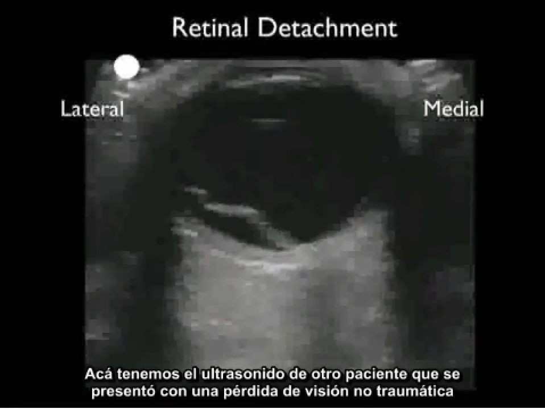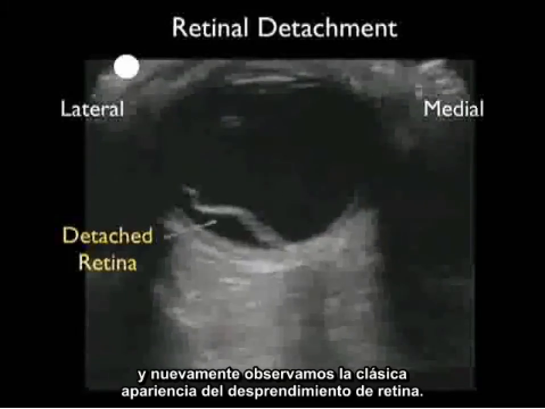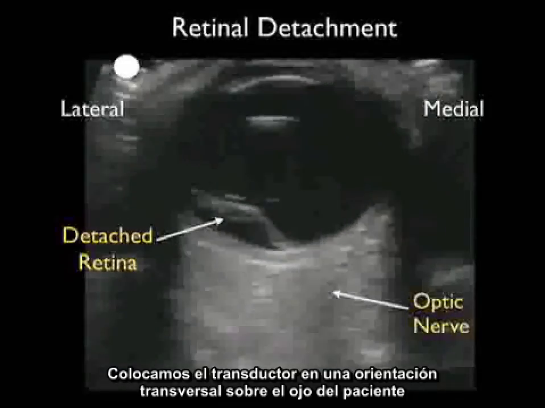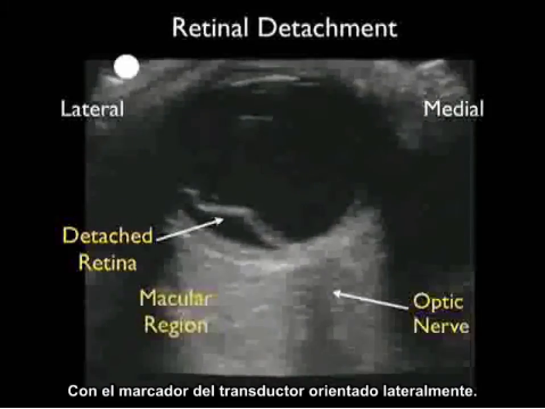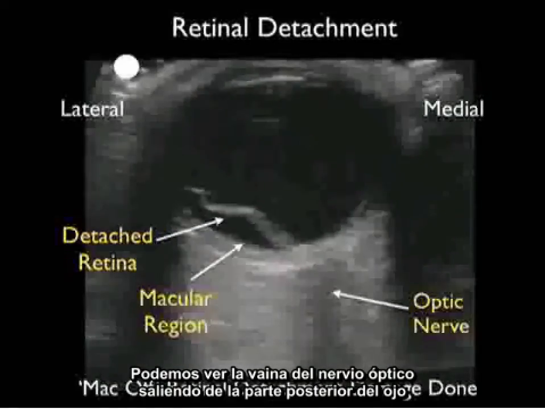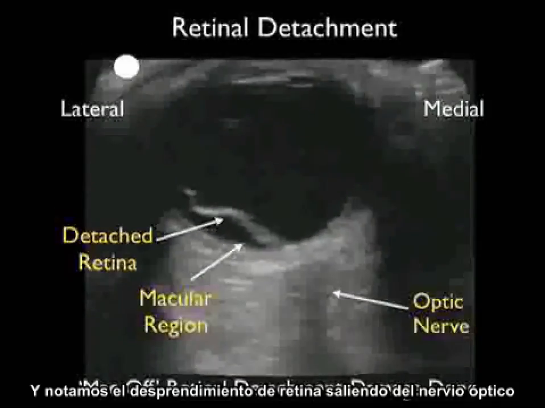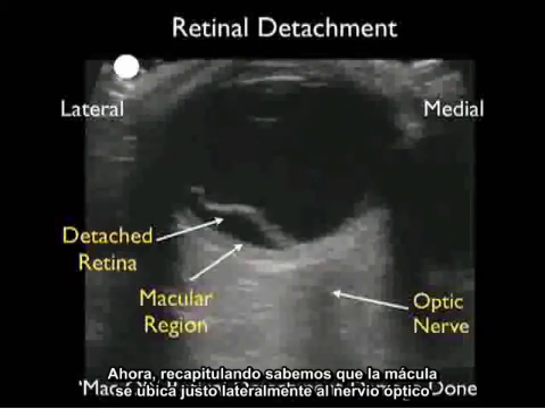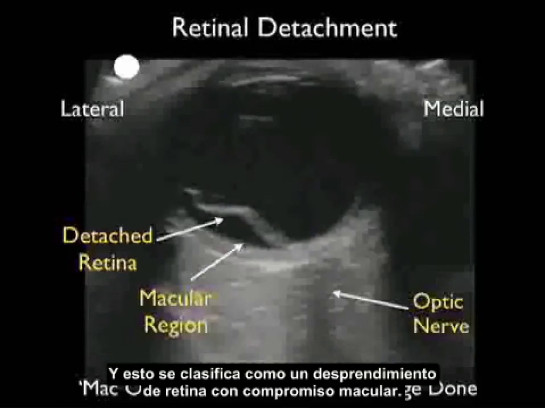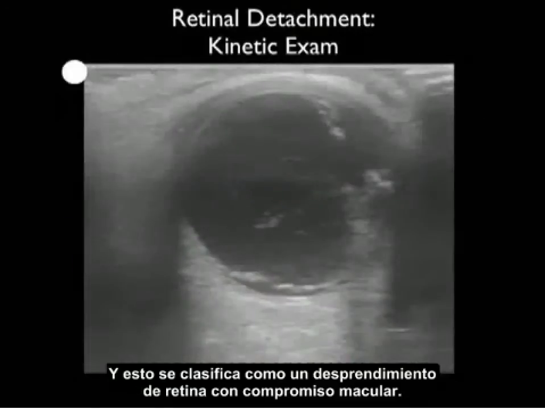Here's the ultrasound from another patient who presented with non-traumatic loss of vision, and again we note the classic appearance of a retinal detachment. We have the probe configured in a side-to-side or transverse orientation over the patient's eye with the probe marker oriented lateral. We can see the optic nerve sheath coming up from the posterior aspect into the eye, and we note the detached retina emanating off from the optic nerve. Now recalling that the macula lies just lateral to the optic nerve, we can see here that this detachment has affected the macula, that this is classified as a mac-off or macular-off retinal detachment.